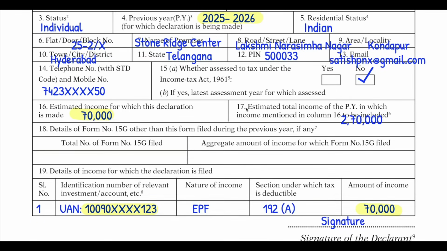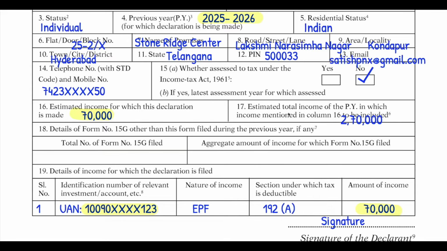In field number 17, you have to write your estimated annual income, whether it may be your salary or any other incomes, plus the EPF amount that you have written in field number 16. For example, your estimated annual income in financial year 2025 to 2026 is 2 lakh rupees. Then 2 lakhs plus 70,000 is equal to 2 lakh 70,000 rupees.